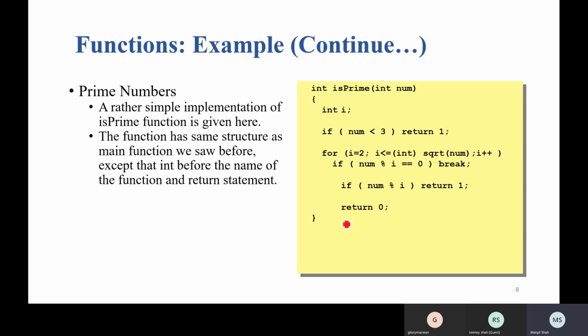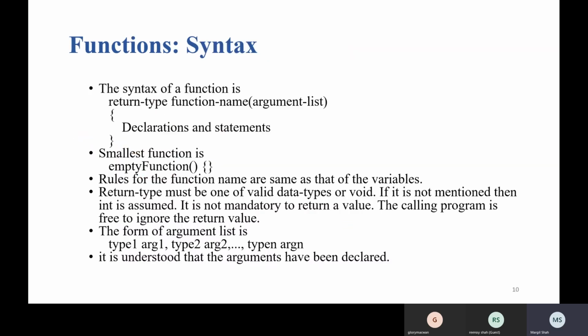Fine. Then let's see the syntax of the function. As we have discussed, the syntax is a return type, function name, argument list, and declaration or statement. The smallest function is the empty function, and blank. Rules for the function name are the same as that of the other variables, like rules for the identifier, rules for the keywords, right?